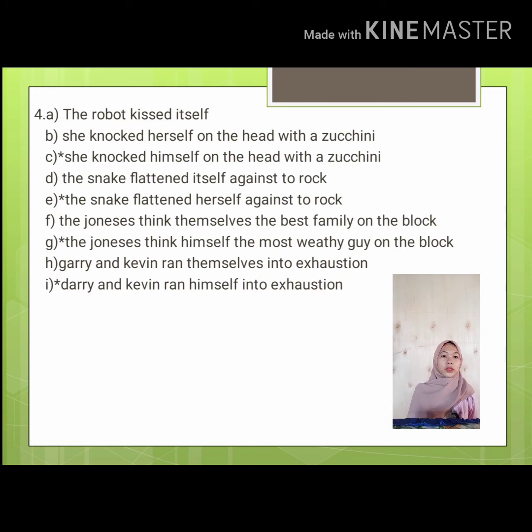The scientific method is to test this hypothesis against more data. Consider the additional data in 4. A. The robot kicks itself. B. She knocks herself on the head with a sushi. C. She knocks herself on the head with a zucchini. D. The snake flattened itself against the rock. E. The snake flattened herself against the rock. F. The Joneses think themselves the best family on the block. G. The Joneses think himself the most witty guy on the block. H. Gary and Kevin run themselves into exhaustion. I. Gary and Kevin run himself into exhaustion.